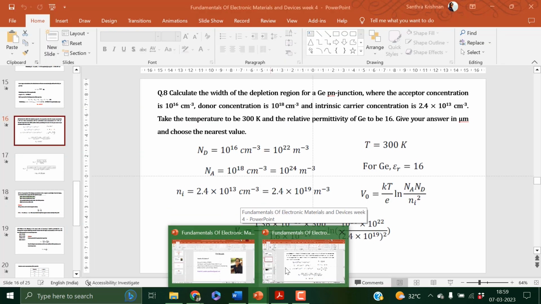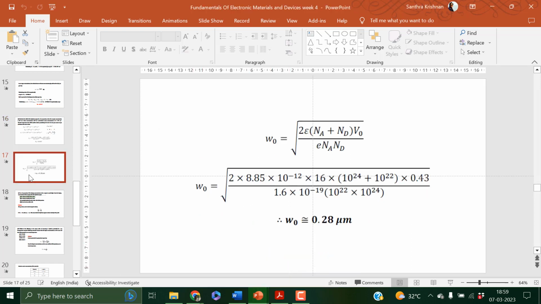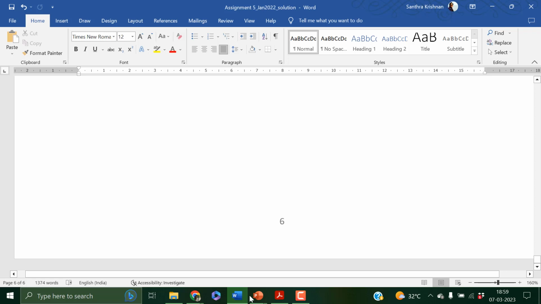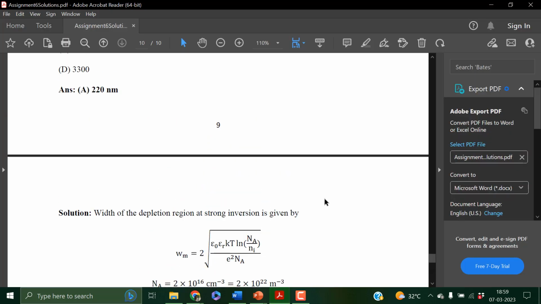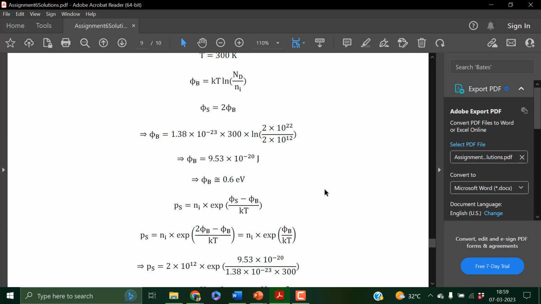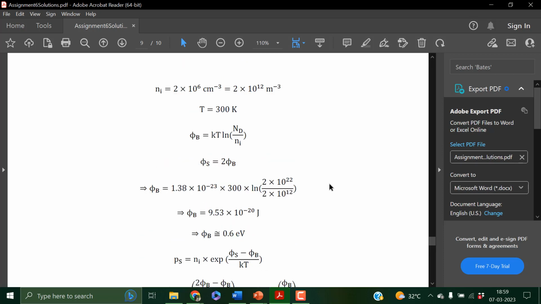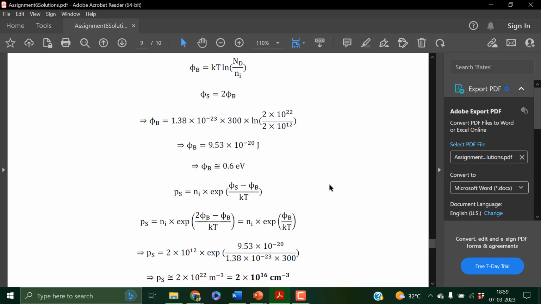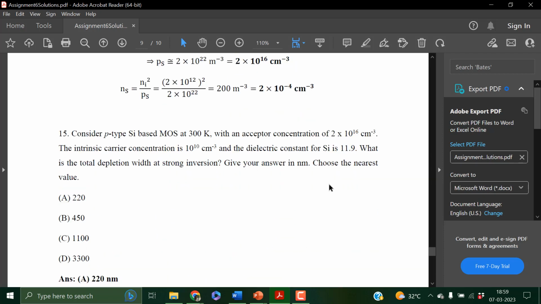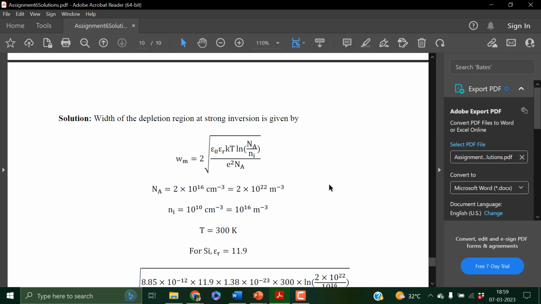Not on the applied voltage also, ma'am? Yes, not on the applied voltage also. Instead of the applied voltage, you are substituting another thing. Like phi B, we know, right? We have to calculate phi s now, ma'am. From phi s, we can solve it. Like WD is equal to square root of 2 phi s epsilon naught epsilon r divided by e into Na. Can I use that formula, ma'am? Yes, you can use that. I will try, ma'am.